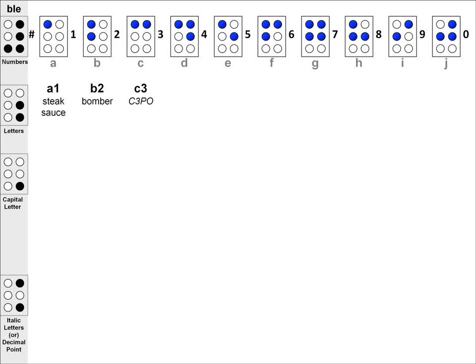D4 sounds like the word deforest. E as 5 is a little harder, but we can think of the TV show Hawaii 5-0. F6 is just like the jet fighter, the F-16.